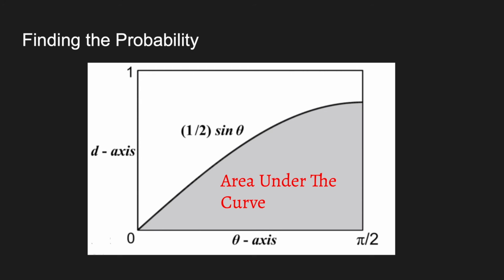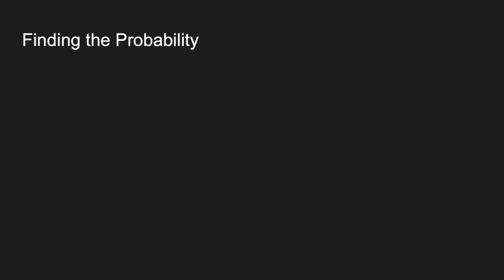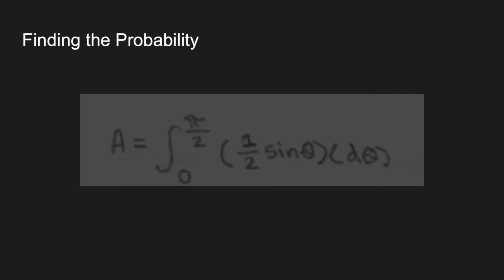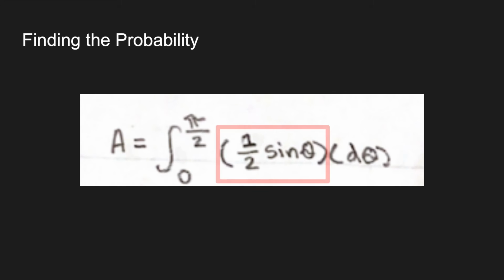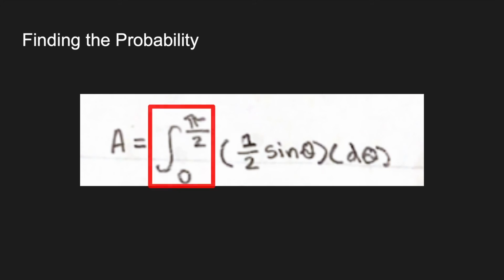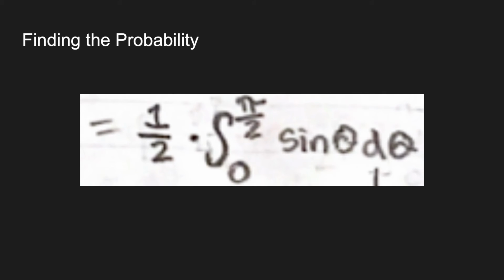How do we solve for the area under the curve? First, we will set up an integral. Integrations are used to find the area of figures with curved sides and edges. We can set up the integral by using the function for the distance, finding its antiderivative, and evaluating it from 0 to pi over 2, which is a restriction on theta.